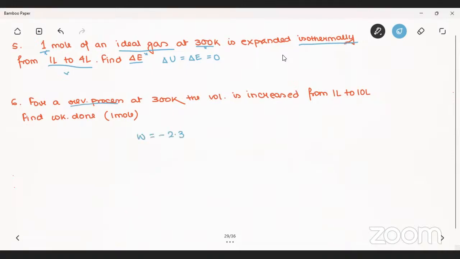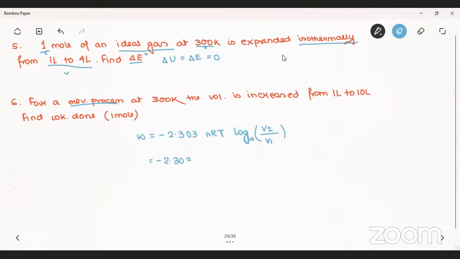Negative 2.303 nRT log V2 by V1. This is log 10. Always remember this is log 10, base is 10. Okay, ma'am. So just put the formula and you can solve it now. Then I won't be solving it for you.